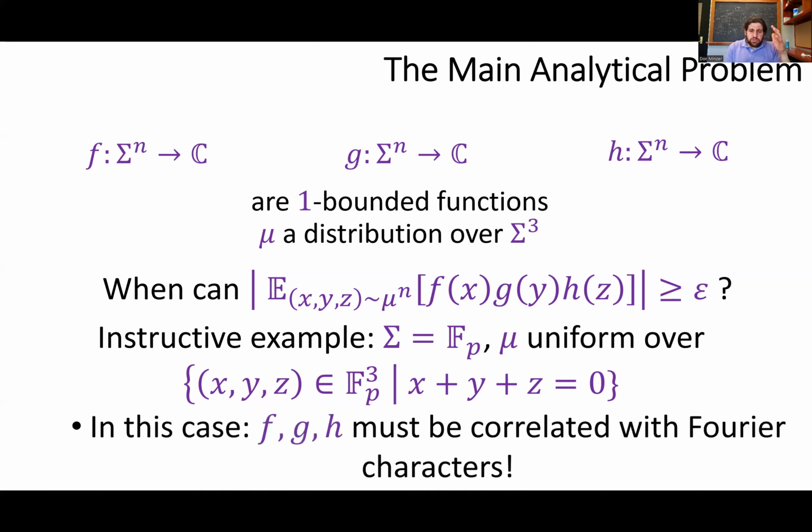And if you do some Fourier analysis over Fp, you realize that f, g and h can achieve non-trivial correlation only if they are correlated with Fourier characters. And Fourier characters are usually not low-degree functions. So we see that when you go outside the realm of connected distributions, you're no longer looking for low-degree functions. You have to take Fourier characters into account.